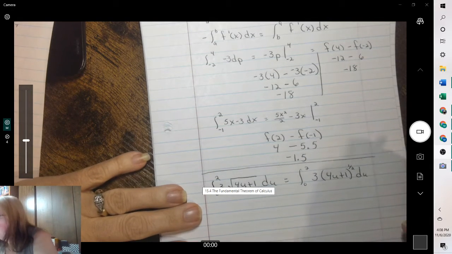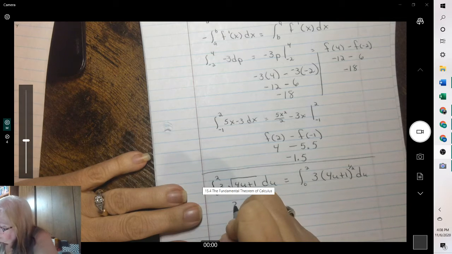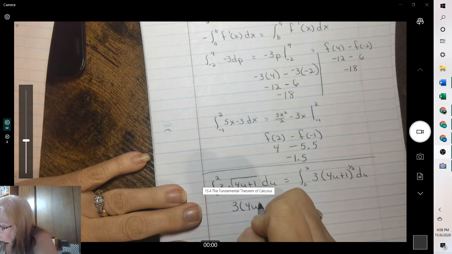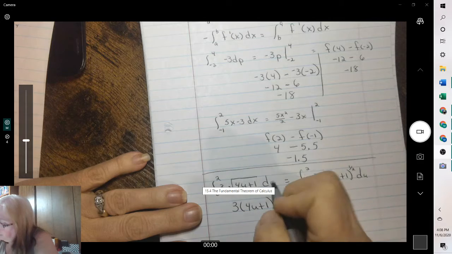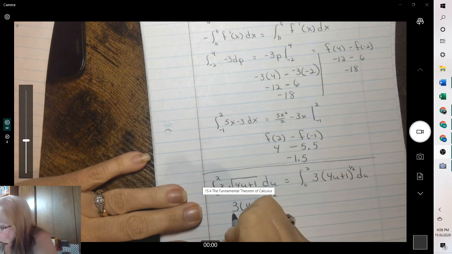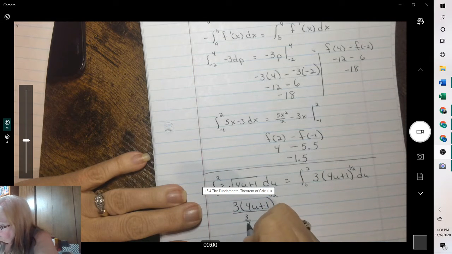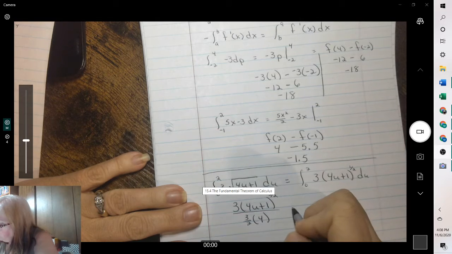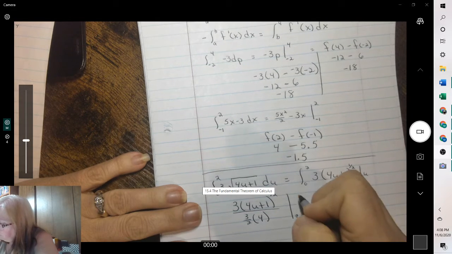Okay, now we take the integral. We add 1 to our exponent. So 1/2 plus 1 is 3/2. We divide by that value and the derivative of the inside, which is just a 4. And we're going from 0 to 2.